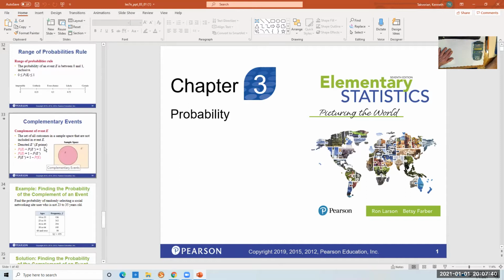And I think lastly, complementary events. Well, let's use this big rectangle as the sample space of events. The set of all outcomes in the sample space that are not included in the event is the complement of the event, denoted as E prime. This rectangular box is the probability of all events. The circle represents the probability of a particular event. And if we want to know the complement of that, we want everything outside the circle, but inside the rectangular box.